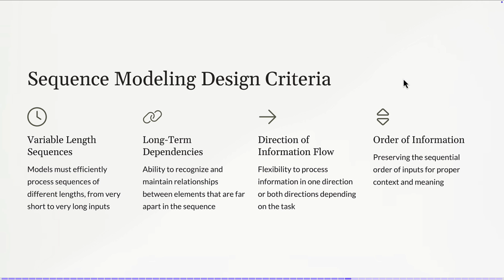Sometimes you have both directions, when you have to fill in a missing word in a sentence. We give you a sentence with a missing word, and you need to read the first context and the last context to know the word in the middle. But some of the tasks require bidirectional flow. In some tasks, such as text generation, it's unidirectional flow. And of course, we need to maintain the order of the sequence. You cannot scramble the word order, otherwise you will lose the meaning. So these are the sequence modeling design criteria.